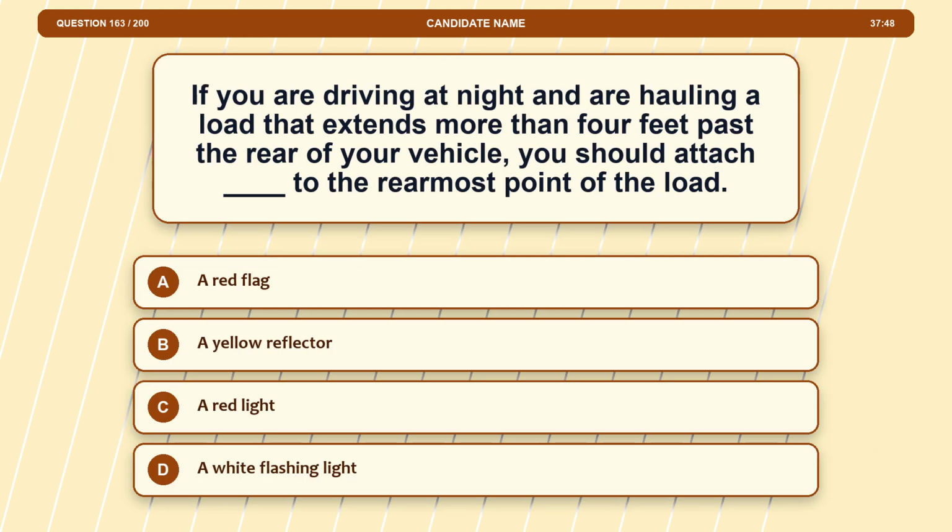Question 163. If you are driving at night and are hauling a load that extends more than 4 feet past the rear of your vehicle, you should attach blank to the rearmost point of the load. Option A, a red flag. Option B, a yellow reflector. Option C, a red light. Option D, a white flashing light.